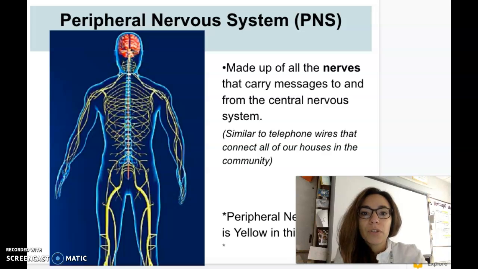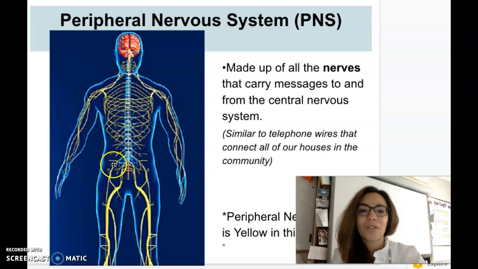And then we have the peripheral nervous system, also called the PNS. So this is made of all the peripheral nerves. You can see here labeled in yellow on this diagram all the nerves that branch off of that main spinal cord, right? Because we've got the brain here, the spinal cord, and all of these nerves branch off of that spinal cord, which is why the spinal cord is so important. Everything branches off of it. These carry messages from the central nervous system to other parts of the body, similar to how telephone wires connect all of the houses in the community, right? All the wires kind of connect.